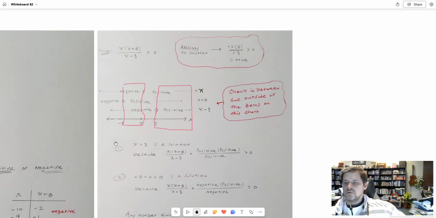You could solve anything like this the same way. All you have to do is make the sign chart and then think about how am I going to multiply and divide in sequence according to what I have to get, if it says positive, greater than 0, or if it was less than 0, that'd be negative. You just have to know the rules for multiplying and dividing signed numbers.